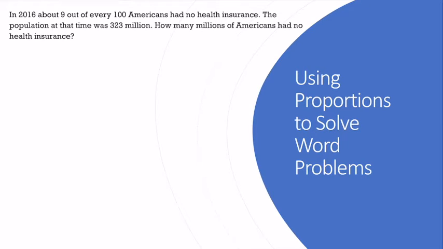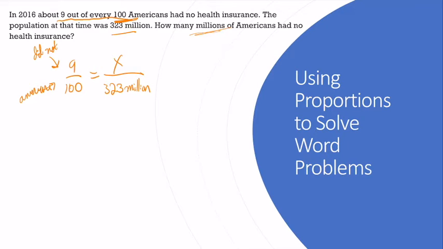So for example, in 2016, about 9 out of every 100 Americans had no health insurance. The population at that time was 323 million. How many millions of Americans had no health insurance? So my first ratio that I have is 9 out of every 100 Americans. So this is the people who did not have insurance. That's my numerator. And my denominator is just Americans. Well, there weren't just 100 Americans in 2016. There were 323 million. And I want to know how many then out of the entire population wouldn't have insurance.